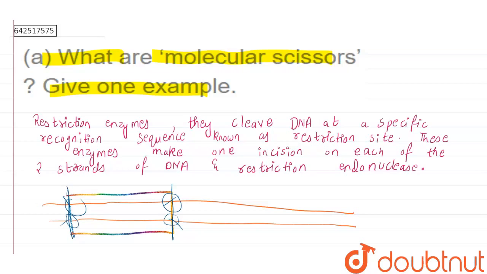We are also asked for one example. The example we can give is BamHI, and the very well known one is EcoRI. These two are molecular scissors, or restriction endonucleases. So this is our answer: molecular scissors, and these are two examples of them.